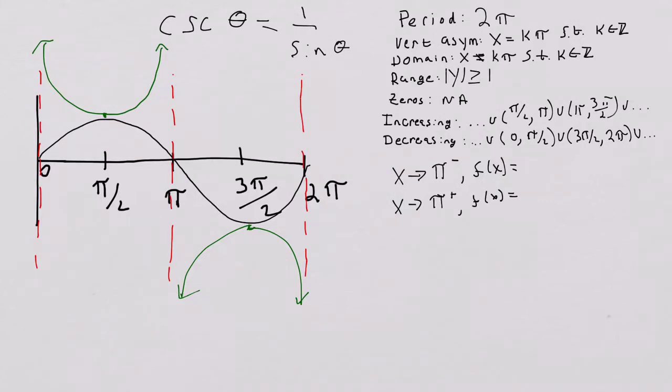So this reads x approaches pi from the left. So let's do that. We're going to go towards pi from the left on the graph. Well, we're going to start here, and we're going to approach pi from the left. We're actually going all the way down to negative infinity, because we're looking at the y value. F of x is a fancy way of writing y. So we're going to say my y value is going to be negative infinity here. So when my f of x is actually approaching pi from the left, it's actually going to be negative infinity.